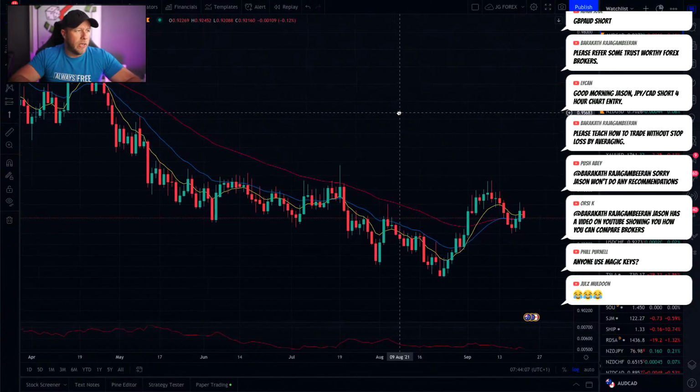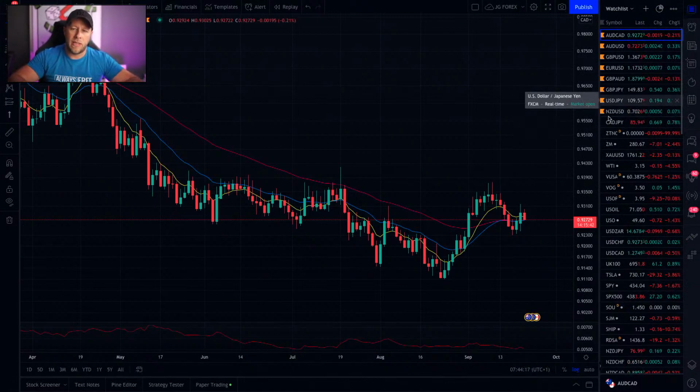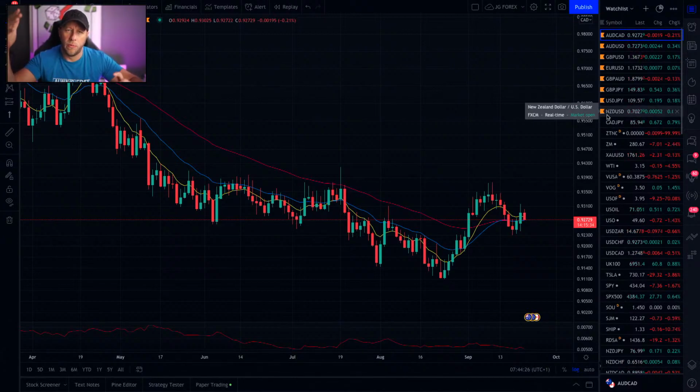All right, so what we're going to do is look at Aussie CAD first. We're going to look at the daily time frame. We're on the daily, as you can see here. These eight up here on the top right with an orange flag, they're the pairs we're going to be looking at.